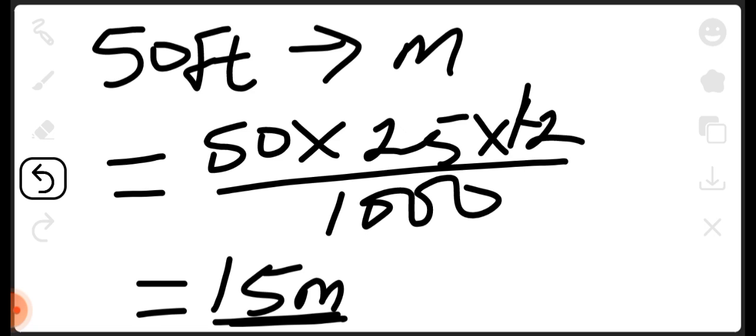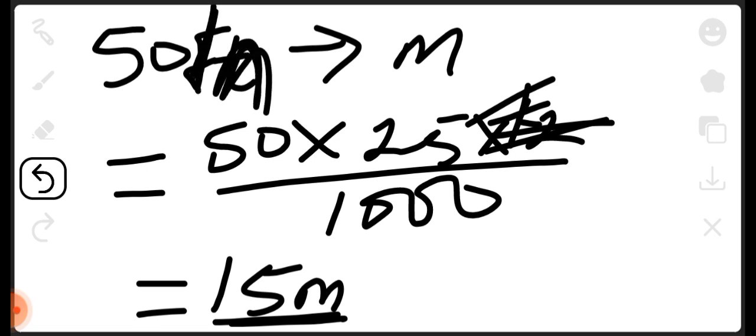Then for inch, you remove this 12. As you convert 50 inches to meters, you don't multiply by 12 again. You just multiply 50 times 25 divided by 1000. So that is how it's done. So please take note of that.